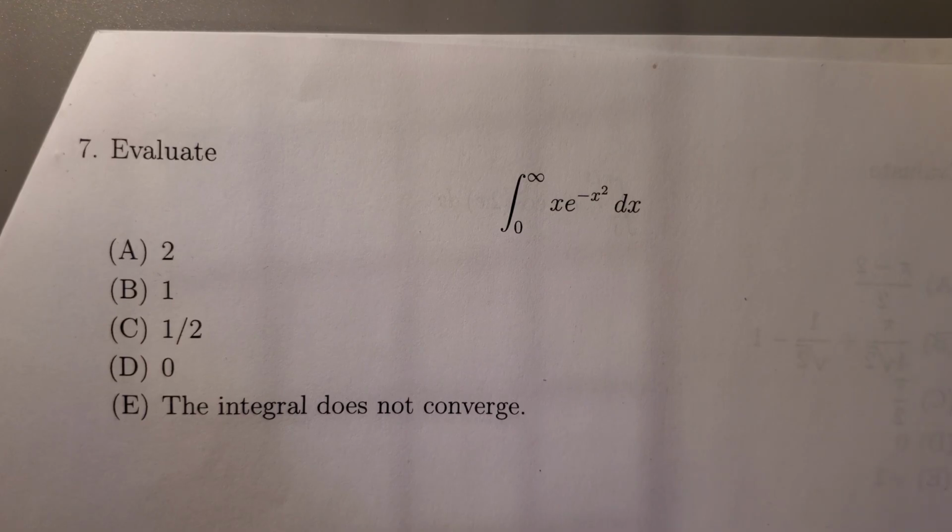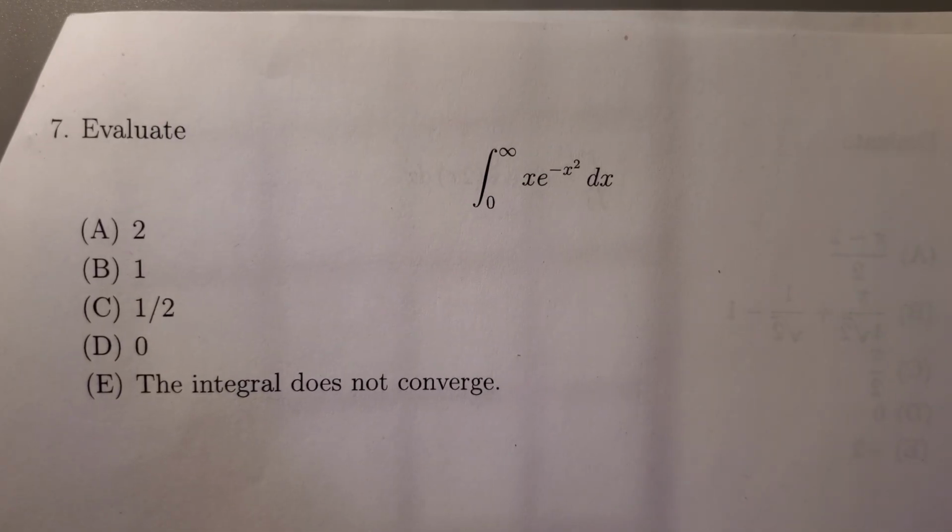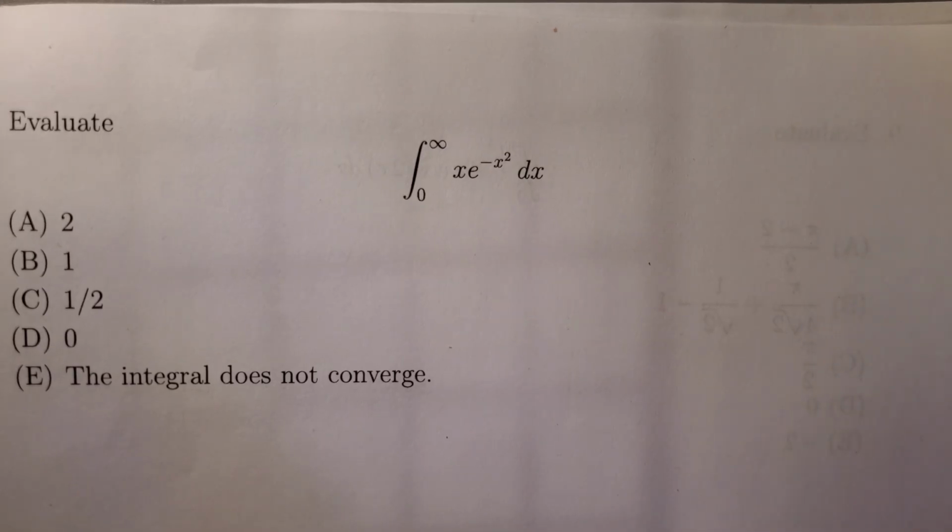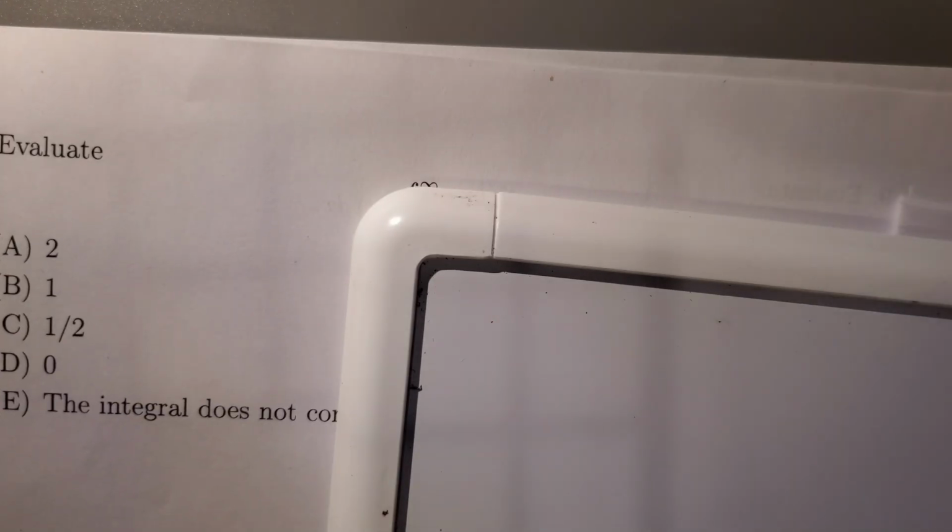All right, number 7. Evaluate the integral of x times e to the negative x squared from 0 to infinity with respect to x. So you may or may not know what integration technique to approach this problem with. If you're not sure, I have a hierarchy of which technique to start with. Obviously the first one would be the classic reverse power rule.